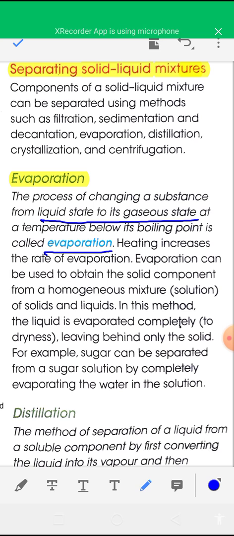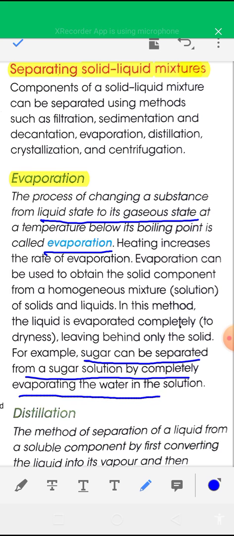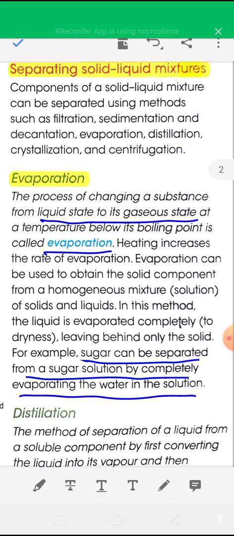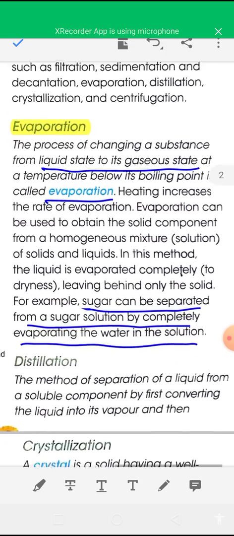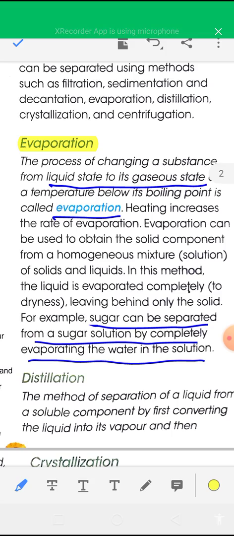Using this method, you can separate sugar from sugar water solution. On heating, water will be evaporated, leaving behind sugar. So sugar can be separated from sugar solution by completely evaporating the water in the solution. Okay. So evaporation is a method of separation of components of a solid liquid mixture. Next method is distillation. What is distillation?